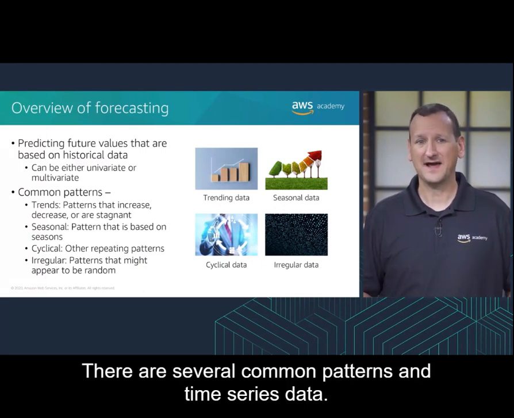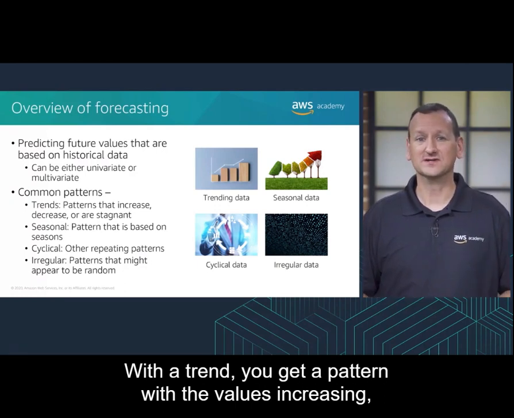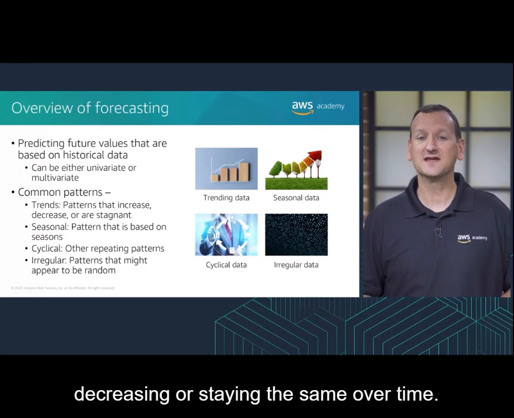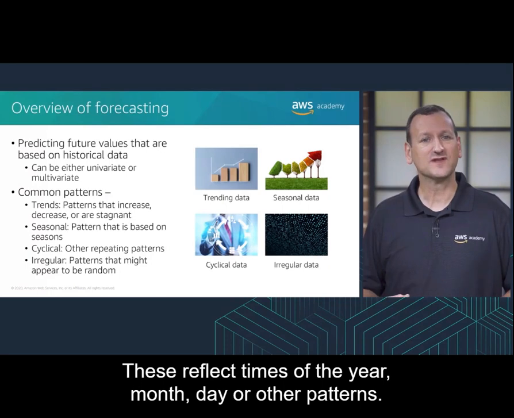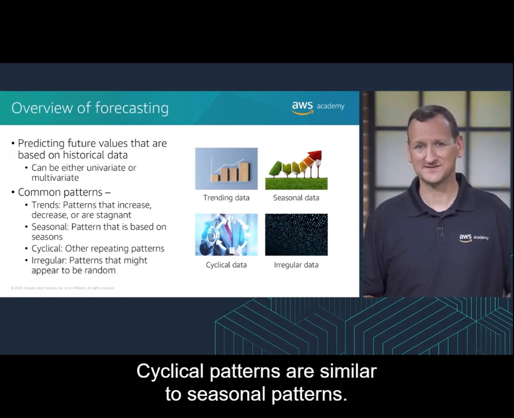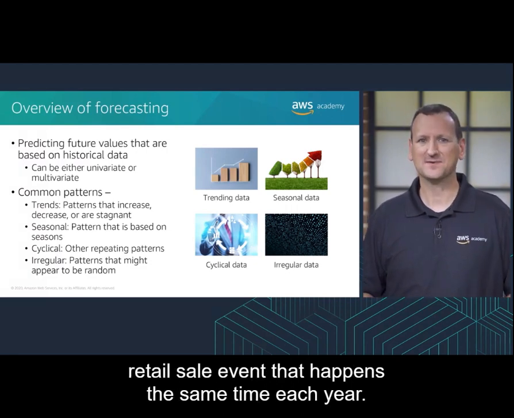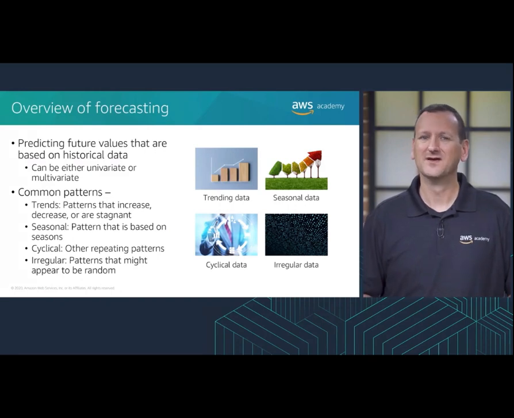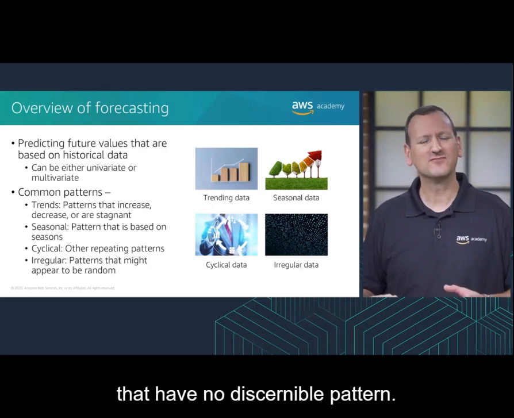There are several common patterns in time series data. The first pattern is a trend. With a trend, you get a pattern with the values increasing, decreasing, or staying the same over time. There are seasonal patterns. These reflect times of the year, month, day, or other patterns. Cyclical patterns are similar to seasonal patterns. These are patterns that repeat, like a large retail sale event that happens the same time each year. Finally, there are changes in the data over time that appear to be random or that have no discernible pattern.